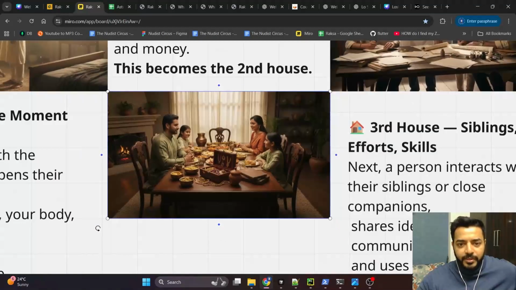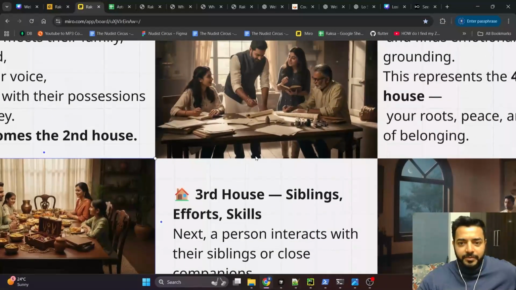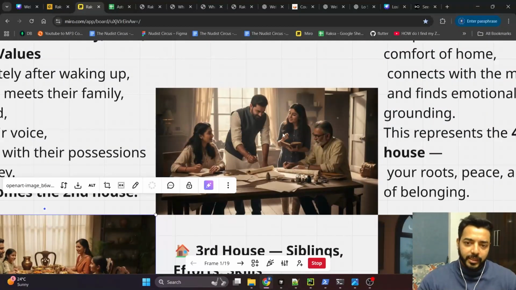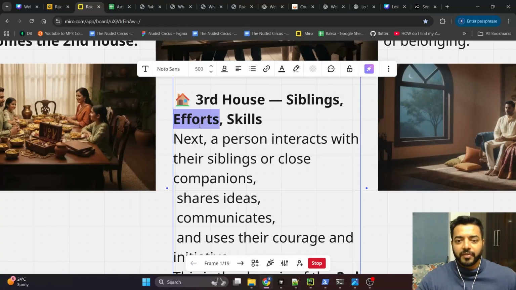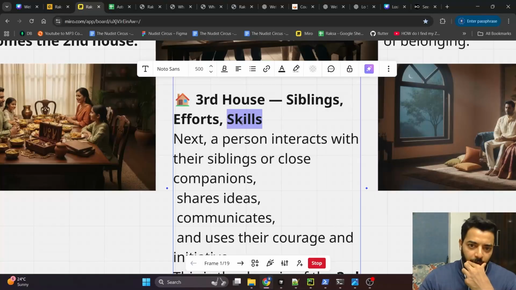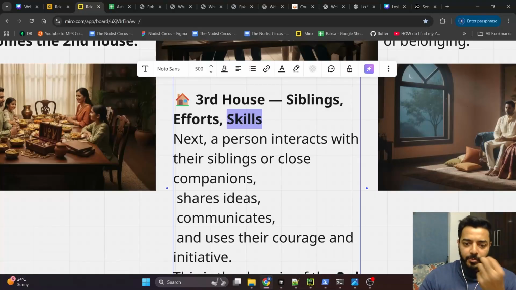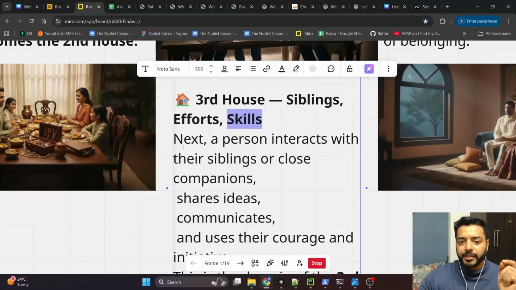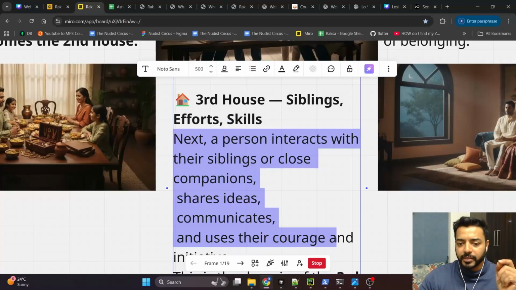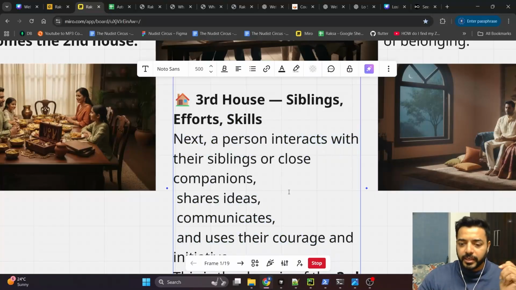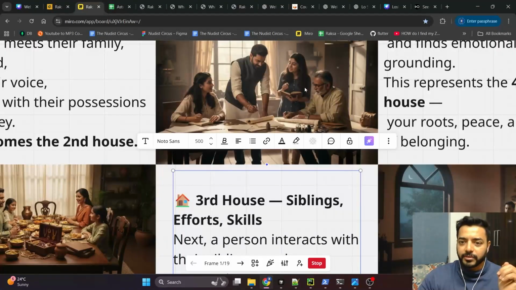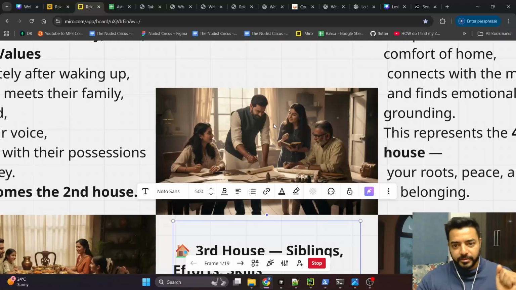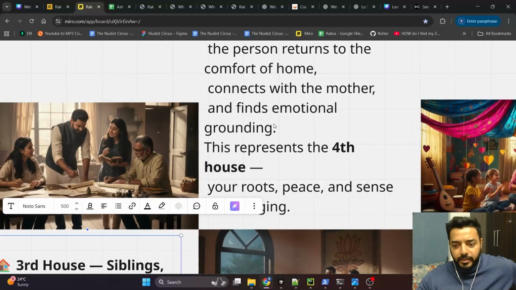Next, once he meets up with his family, he has to meet with his siblings. He wants to meet his siblings, that is, his brothers, sisters. He will meet the siblings, and hence the third house is always about siblings, efforts and skills, right? Third house is also about courage, but most importantly it's about siblings as well. So after meeting with his wife, he is meeting his siblings and communicates and uses their courage and initiative, right? He meets up with his sisters and then he uses their courage to do the next activity, right?